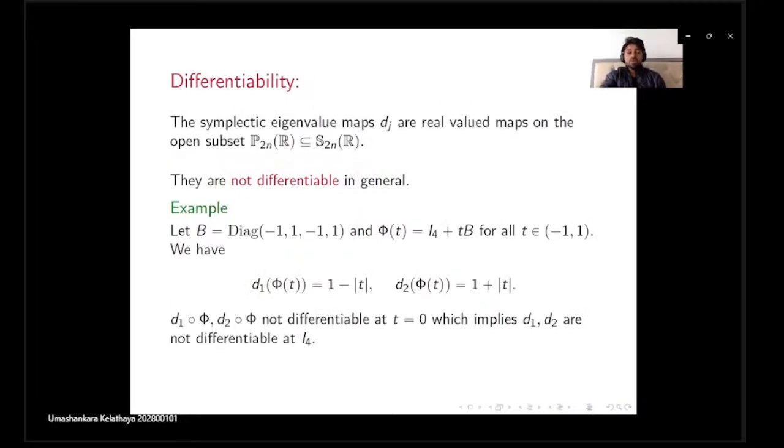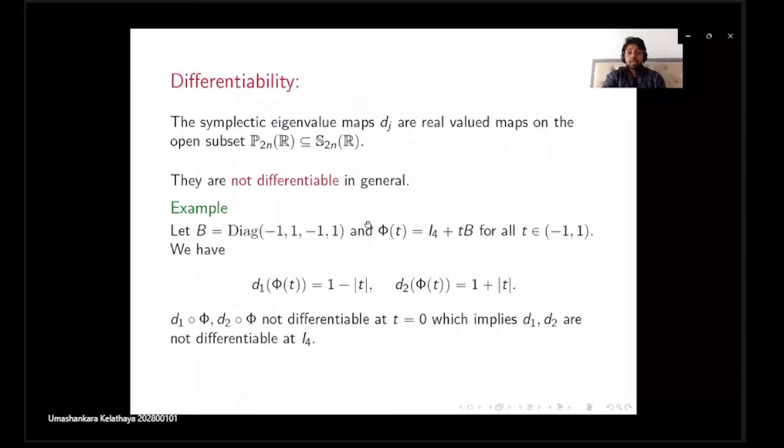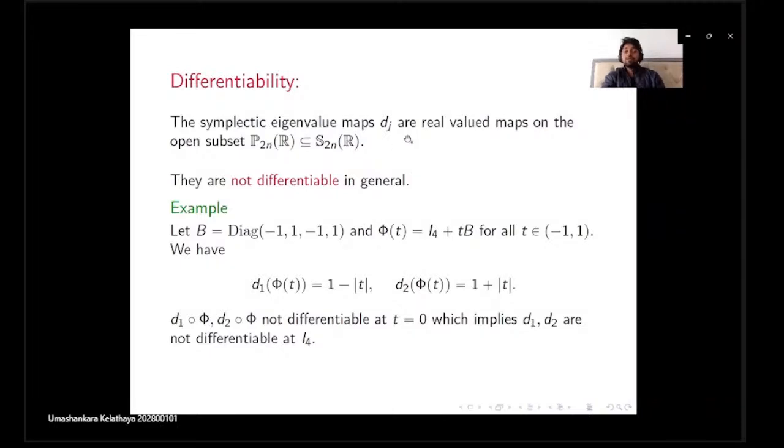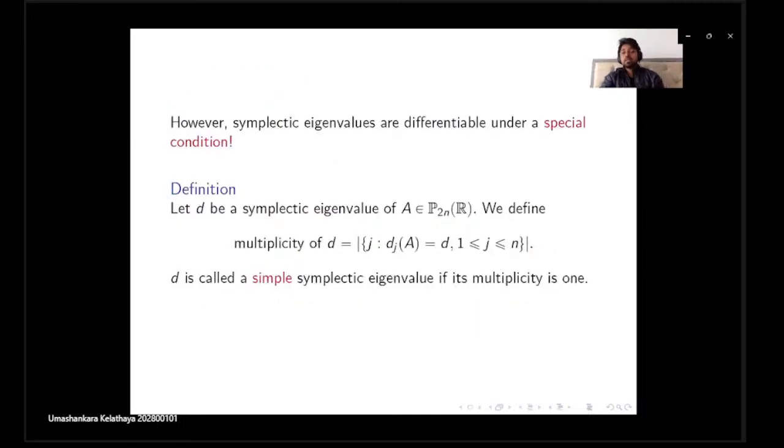Let's talk about the differentiability now. We recall that the symplectic eigenvalue maps are real-valued maps on an open subset, so it makes sense to talk about their differentiability. It turns out that they are not differentiable in general, which can be seen from the following simple example. Symplectic eigenvalues are not differentiable, but is there any condition which can guarantee their differentiability? Again, the answer is yes.